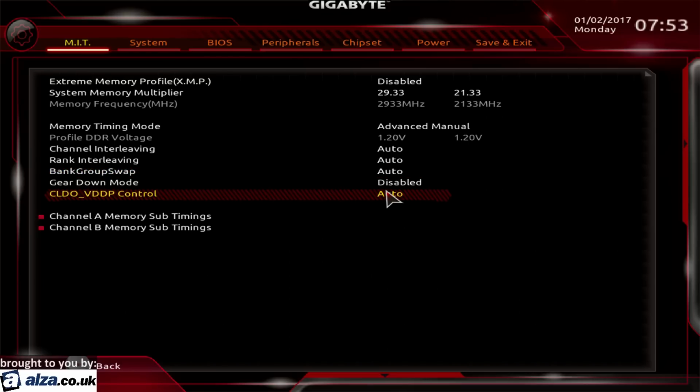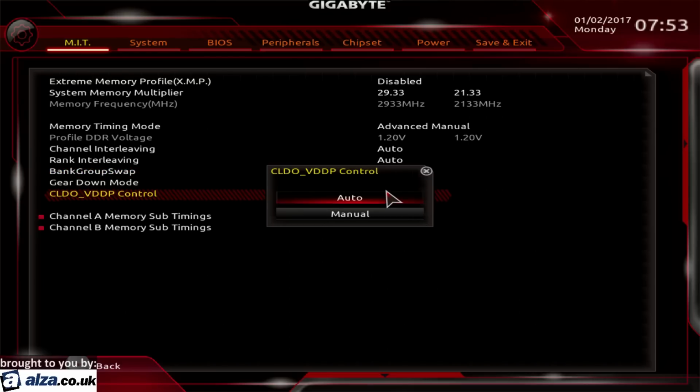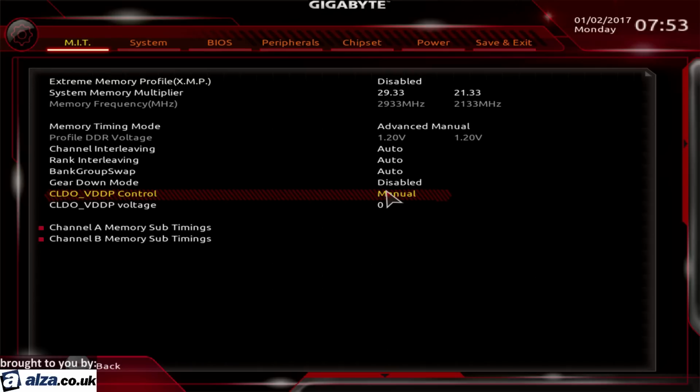So, yeah. CLDO VDDP. This is a bit of a special voltage. It powers a portion of the memory controller in Ryzen. This one is really finicky. It is built into the CPU. It requires a cold restart, like, you need to fully restart the entire system for this voltage to apply. You do not want to exceed more than 1050 on it.